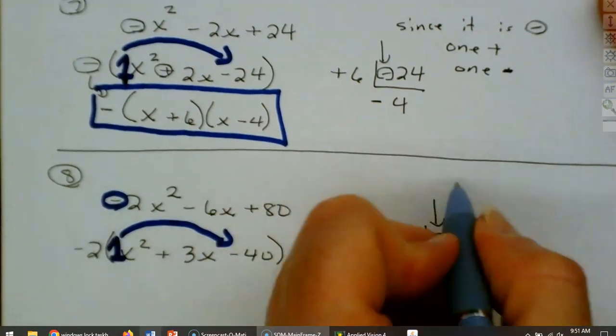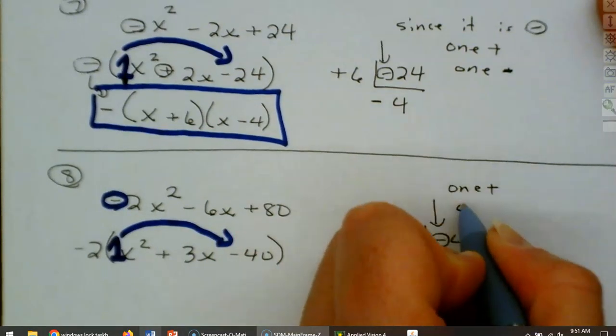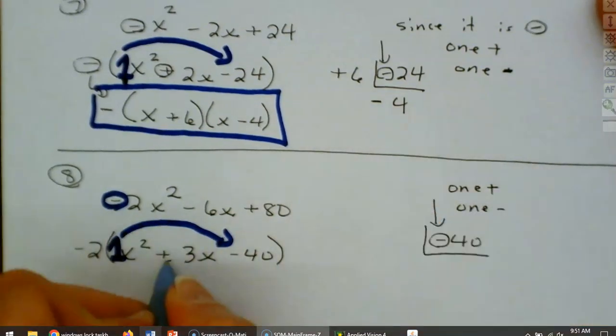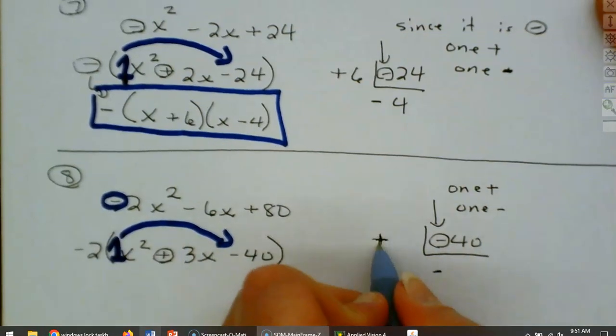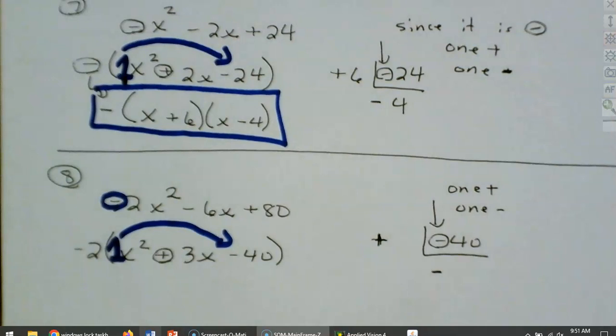Since this is negative, that means one number is positive and one number is negative. We go to the middle, so that's positive. So the larger number is positive. The smaller number here is negative. And what two numbers are going to work?